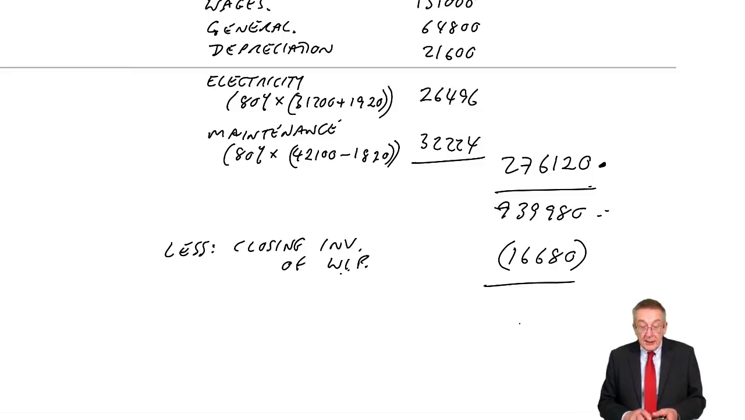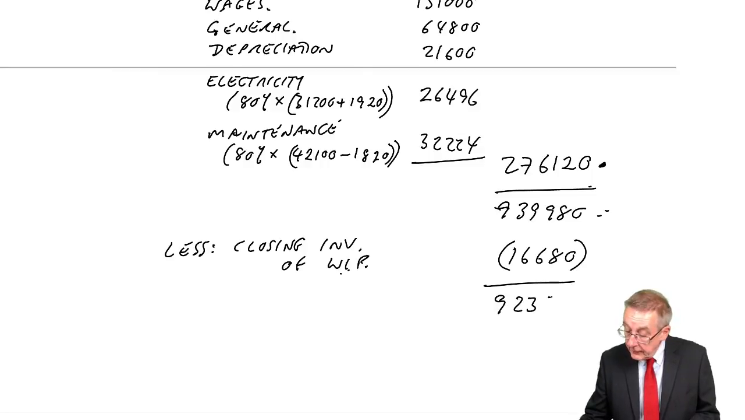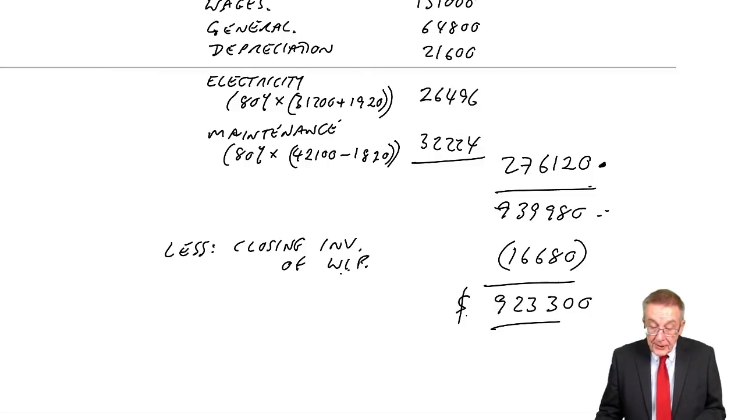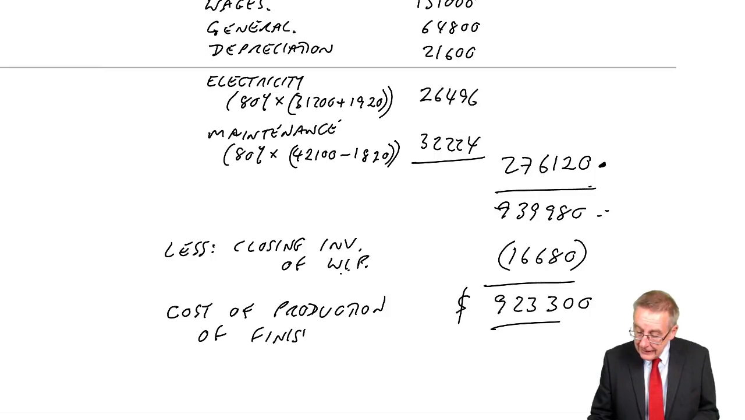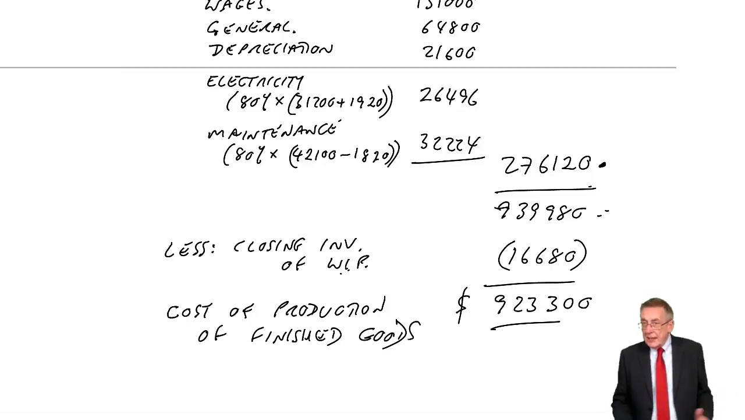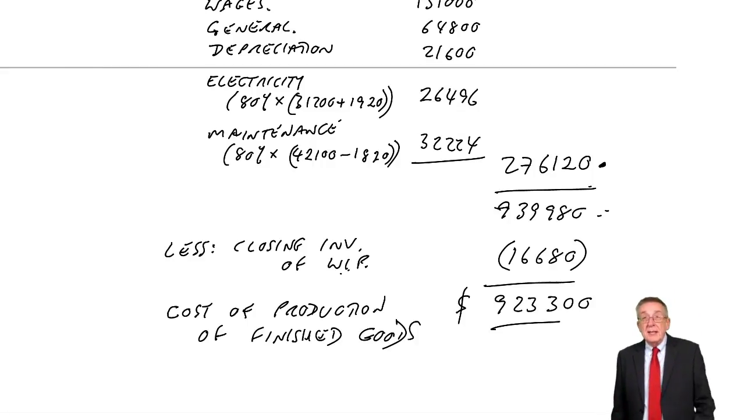Which means, finally, for the manufacturing account, that the cost of the finished goods is £923,300. So that's the cost of production of finished goods. So that's effectively workings. It's not part of our official statements. But why do we need that?